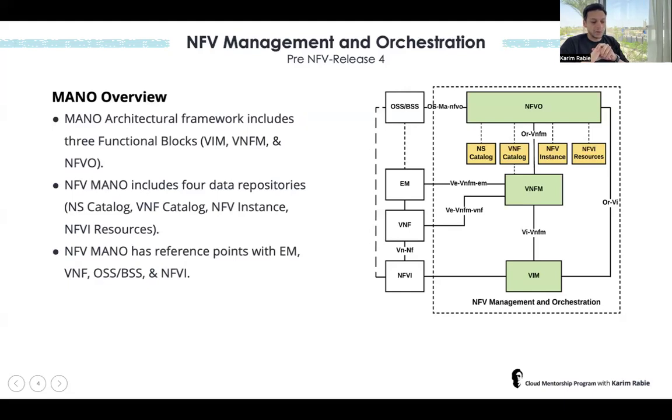And then from an integration points perspective, the NFV MANO has reference points with the EM, element management, the VNF, virtualized network function, the OSS/BSS, and the NFVI. Today we are going to assess the concept of a reference point and an interface. What's the difference between a reference point and an interface, and how can we differentiate between these two?